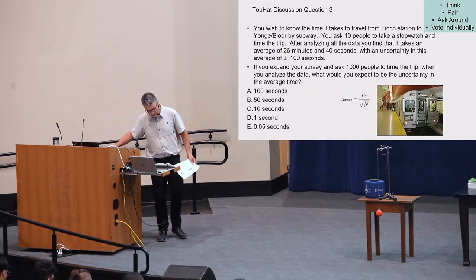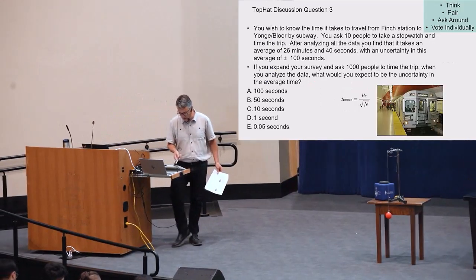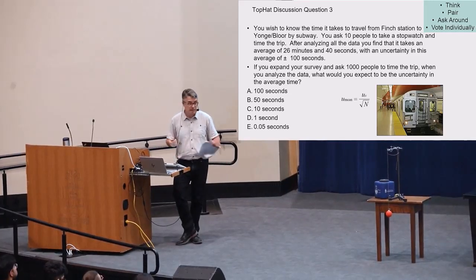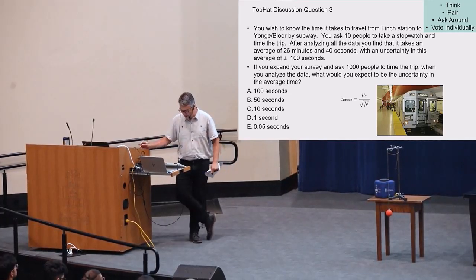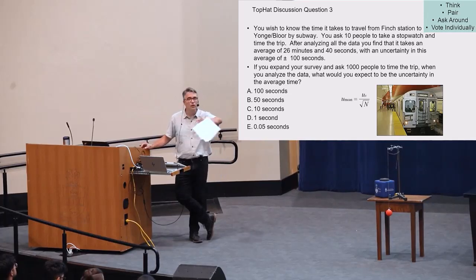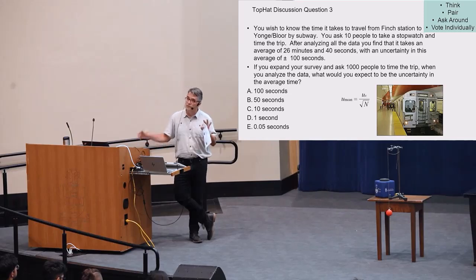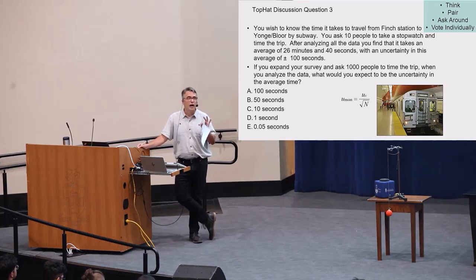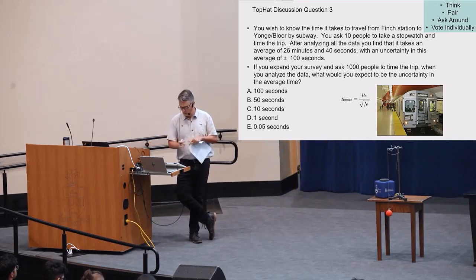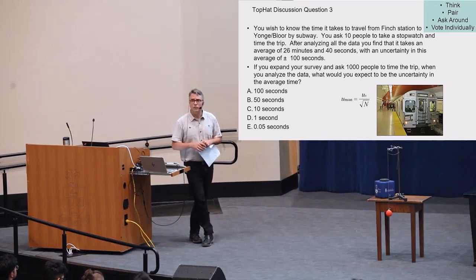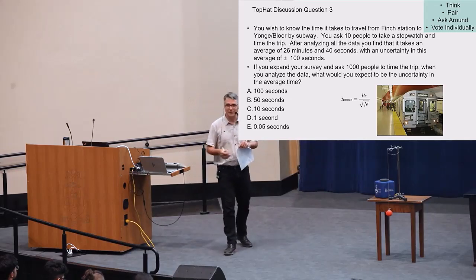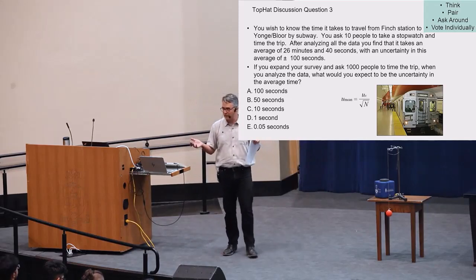You wish to know the time it takes to travel from Finch Station to Young Bloor by subway. You ask 10 people, this is your first measurement, and take a stopwatch and time the trip. You analyze all the data, and you conclude that it takes an average of 26 minutes and 40 seconds. And you also correctly compute your uncertainty, maybe using standard deviation, to be plus or minus 100 seconds. So you are applying for funding to expand your survey and ask 1,000 people the same question.